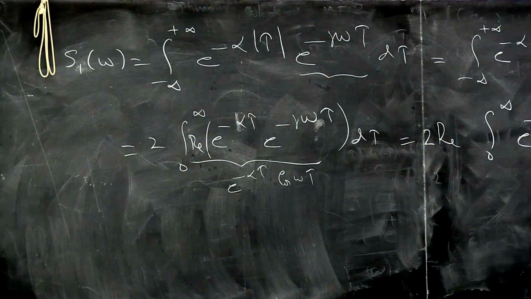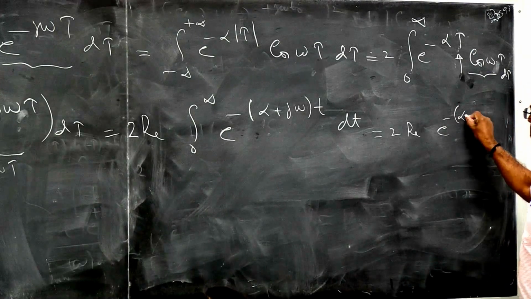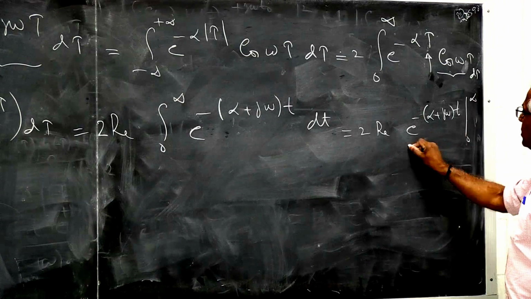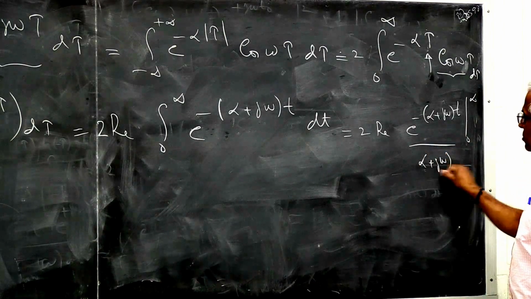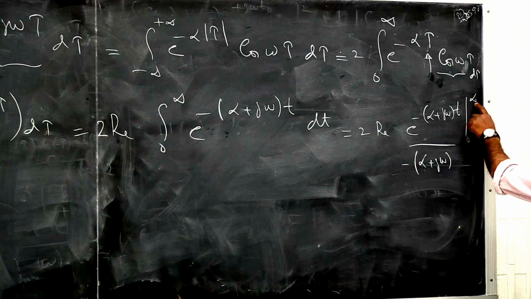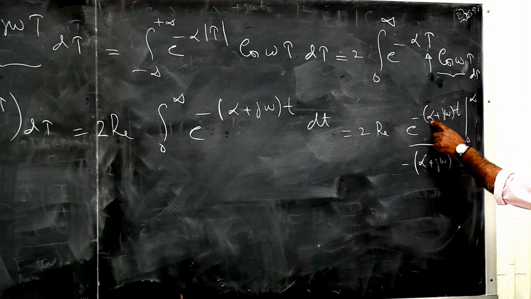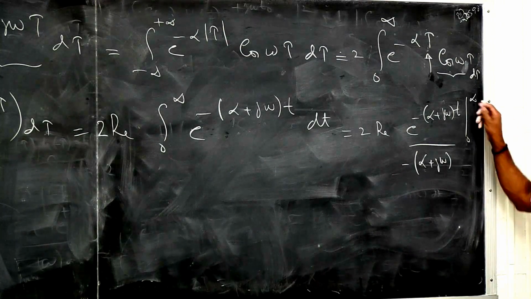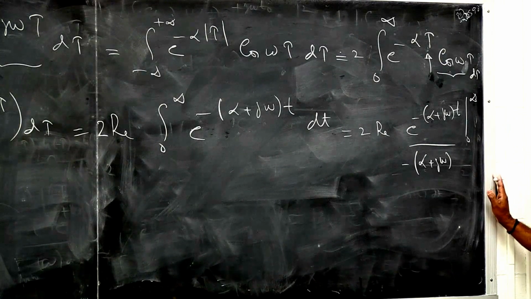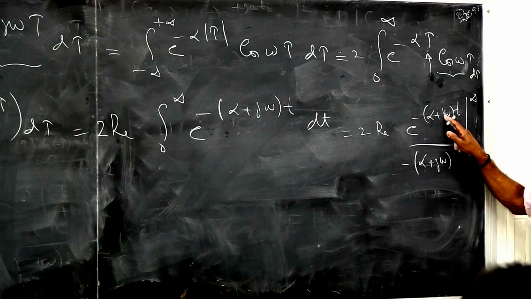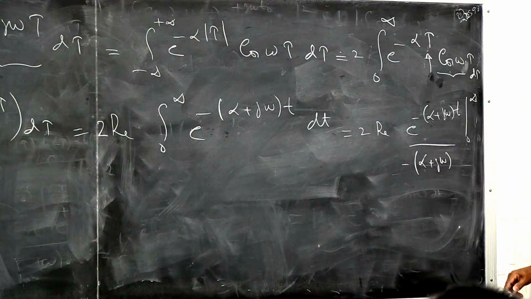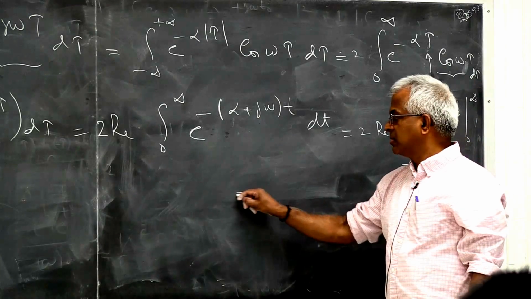So this is now 2 times the real part of e raised to minus alpha plus j omega t over alpha plus j omega, from 0 to infinity. Look here. When you put the top limit, because alpha is real, that is gone, right? What is the value of this integral? Top limit is 0, right? Why? When you put it here, this is going to oscillate, but this goes down to 0 very fast, minus alpha t.